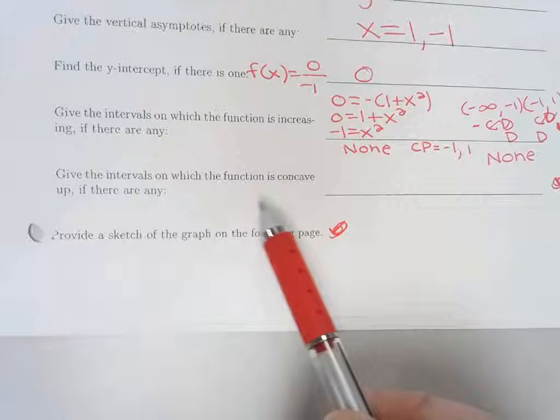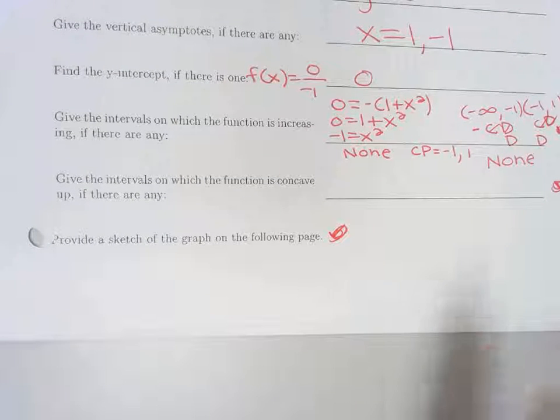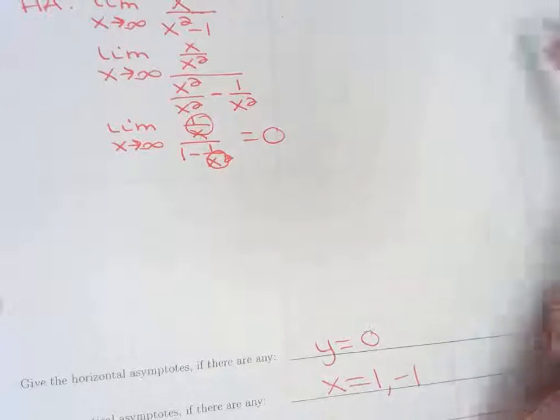Give the intervals on which the function is concave up, if there are any. So for concavity, we take the second derivative, set it equal to 0, and find inflection points. Here's the second derivative.